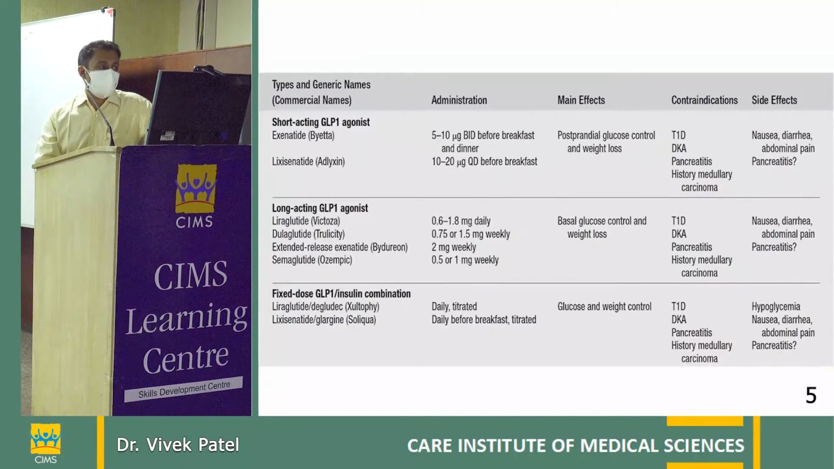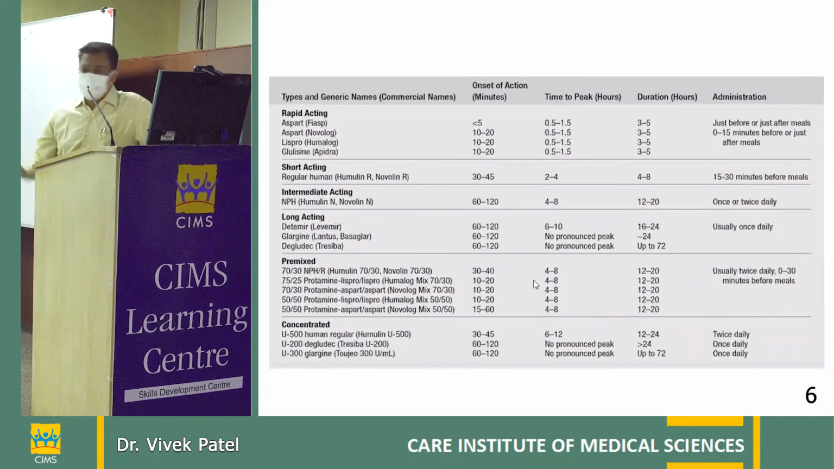The liraglutide which is available is a daily injection, 0.6 to 1.8 milligram daily. And dulaglutide is a once weekly injection. Many patients have a fear of injection and don't want to start injection, but they require a very potent molecule. They can definitely be offered this molecule, which is once weekly, and the patient can achieve better glycemic control.